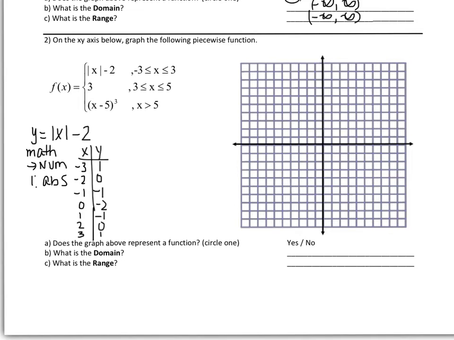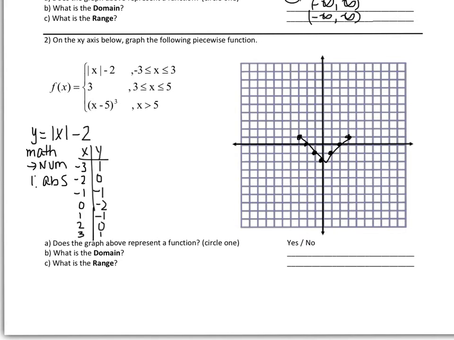So -3, 1, -2, 0, -1, -1, 0, -2, 1, -1, 2, 0, and 3, 1. That's your absolute value function. So we can go ahead and connect that.